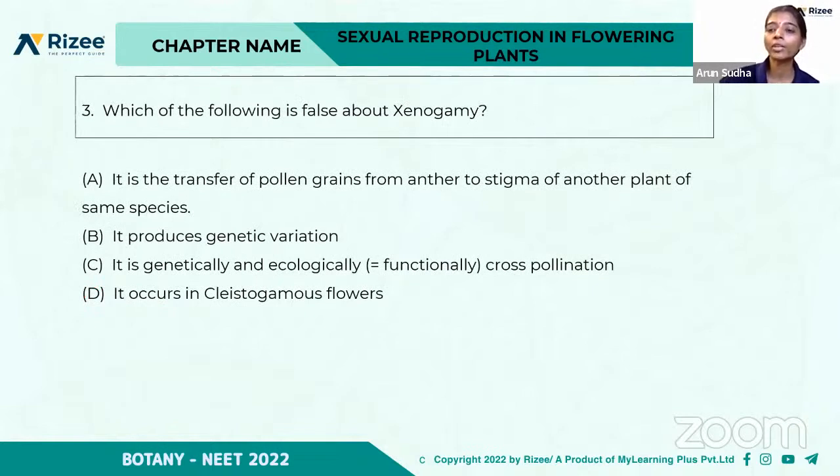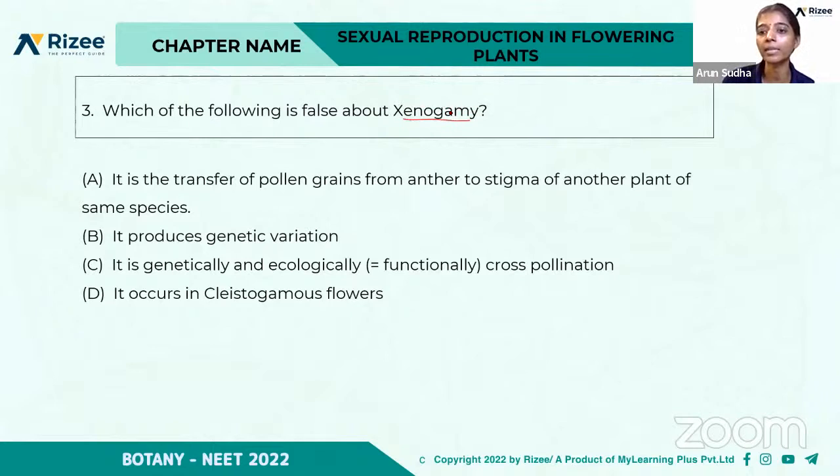So which of the following is false about xenogamy? It is the transfer of the pollen grains from anther to stigma of another plant of the same species. It produces genetic variation. It is genetically and ecologically cross-pollination. It occurs in Clistogamous flowers. So which is false about xenogamy?